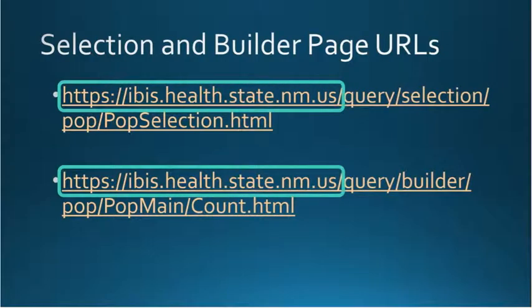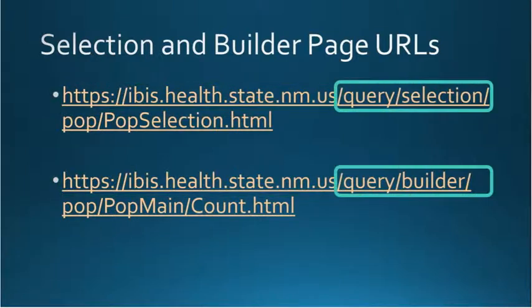The selection and builder page URLs are very similar. This first part of the URL is called the application's root URL, also the IBIS URL prefix. This tells the internet where to send the request, which server and which application on that server. That string, ibis.health.state.nm.us, is actually a domain name that is connected to the server's IP address out on a domain name server. But that is a lesson for a different time and a different instructor.